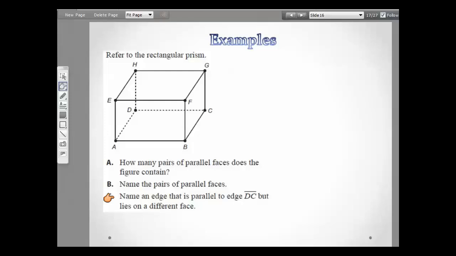On part C, it says name an edge that is parallel to the edge segment DC but lies on a different face. So name an edge that is parallel to DC, so here's DC, but lies on a different face. So I'm betting EF, because it's on a different face. If I'd gone with HG, it would have been on the same face. If I'd gone with AB, it would have been on the same face, so it has to be EF.